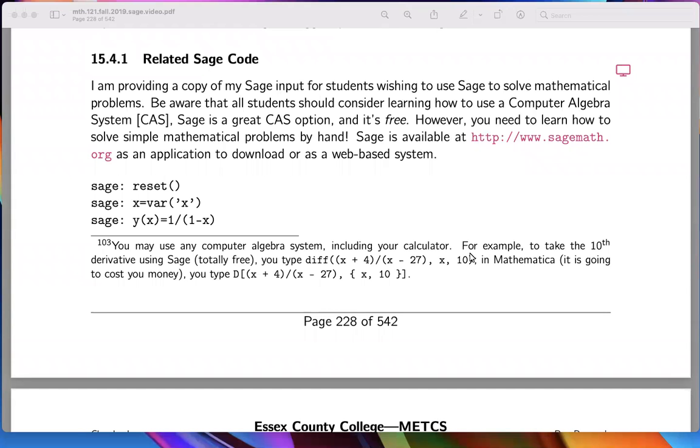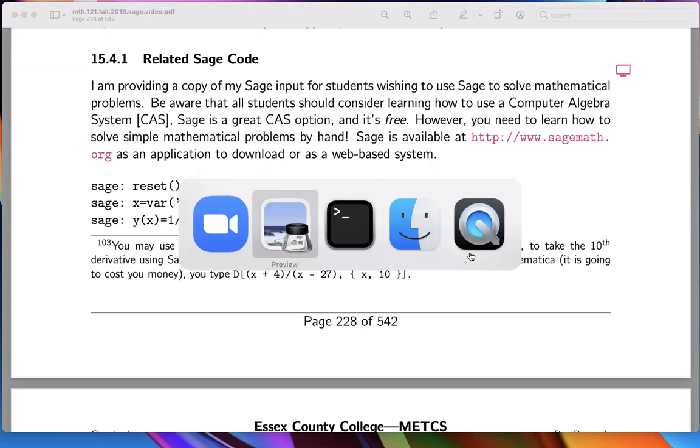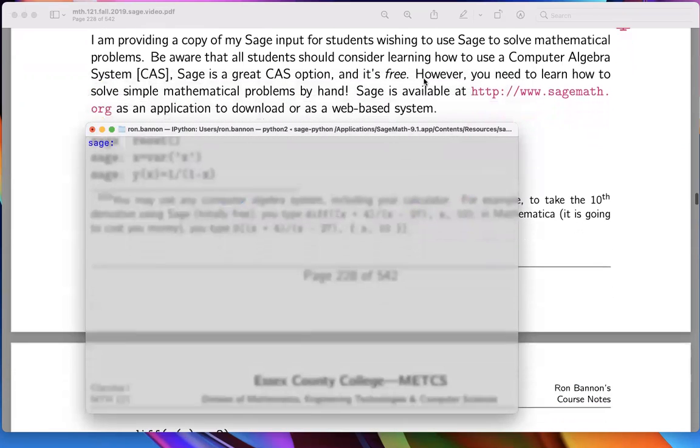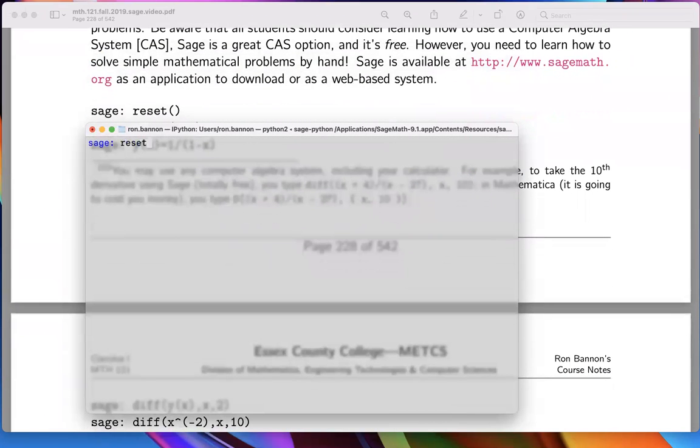All right, we're in section 15, and again, it's on the related stage code. Let me just go through this and see how I can do it. Let me just scroll this up a little bit. Reset. We've been doing this for some time now, right?